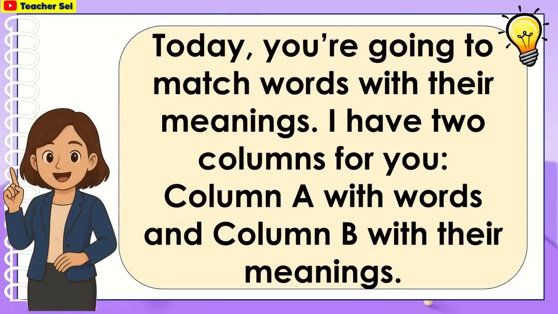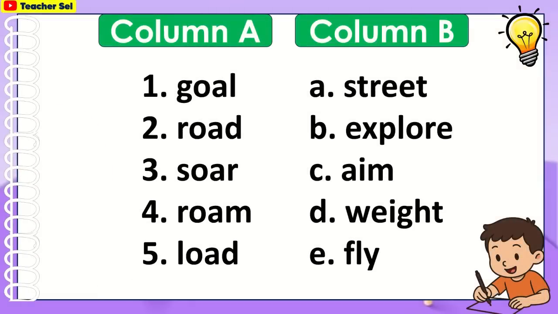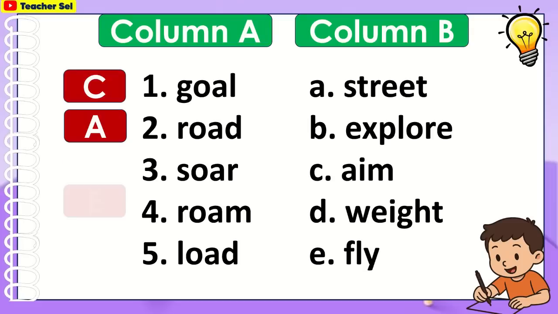Today, you're going to match words with their meanings. I have 2 columns for you. Column A with words and column B with their meanings. Match the word in column A with the correct meaning in column B. For column A: goal, road, soar, roam, load. For column B: street, explore, aim, wait, fly. Here are the correct answers.